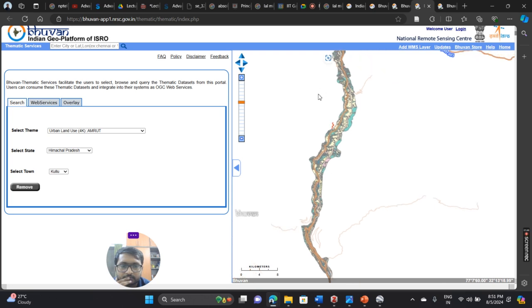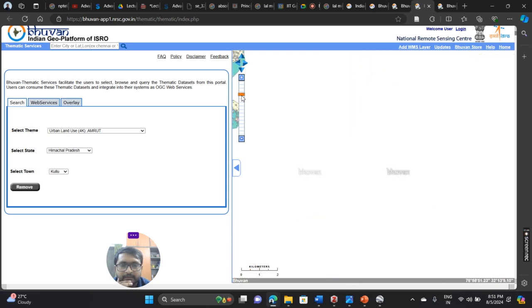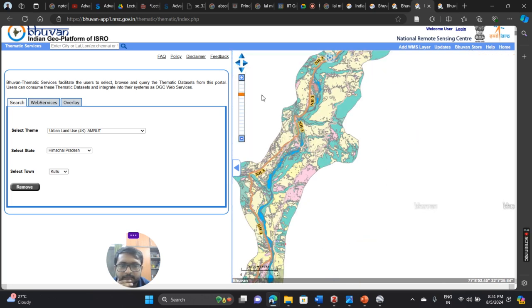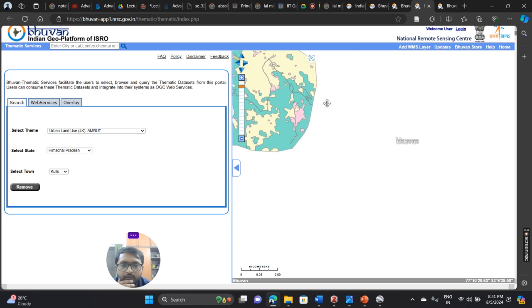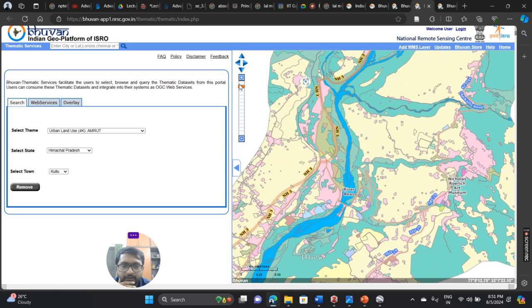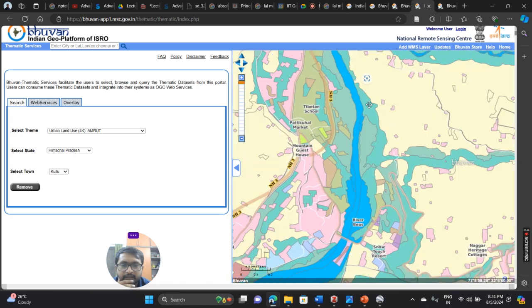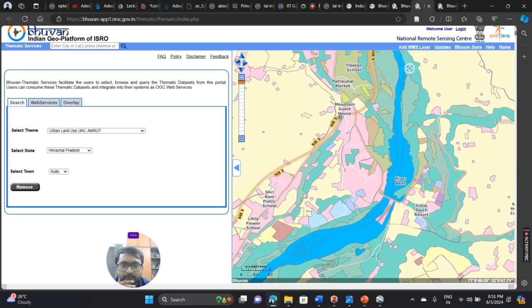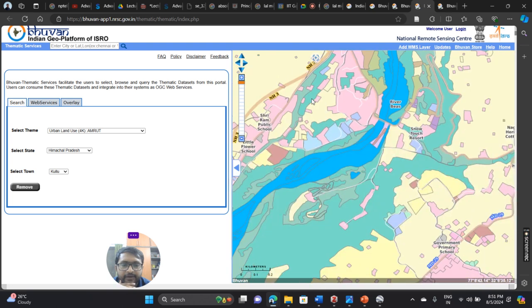So now you can see, if I zoom in a lot, you can differentiate so many things from this particular map. Very fine maps, you can find out individual buildings. So this will be useful in doing the damage assessment.